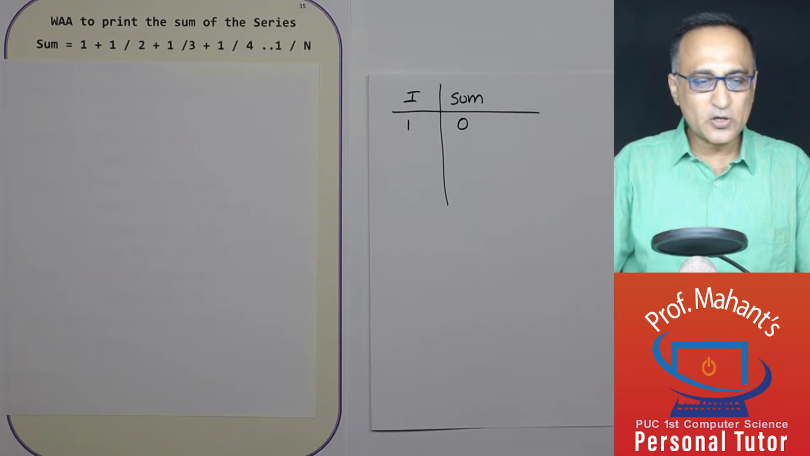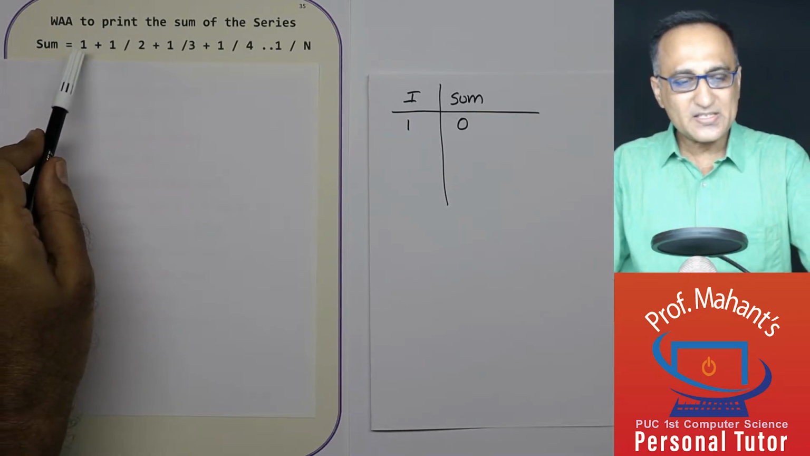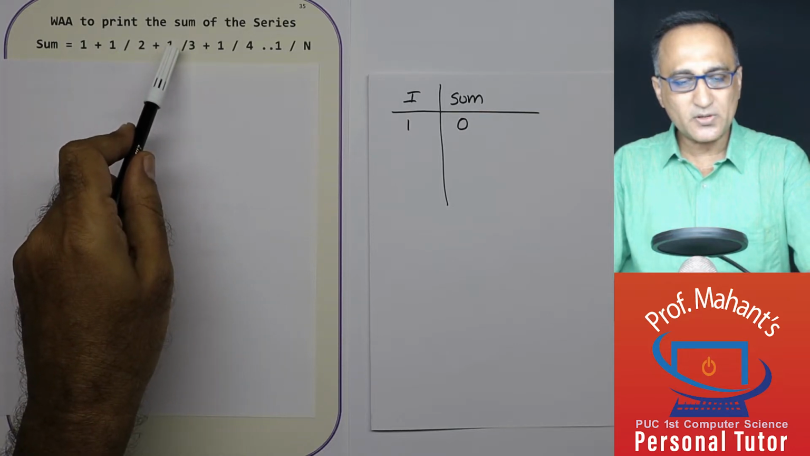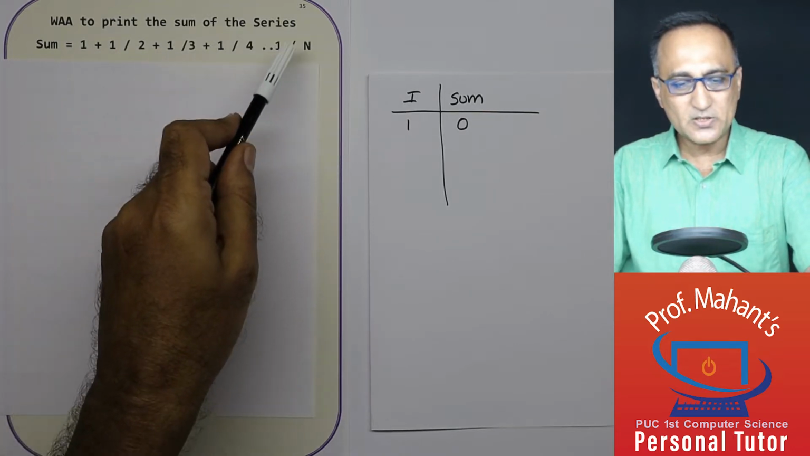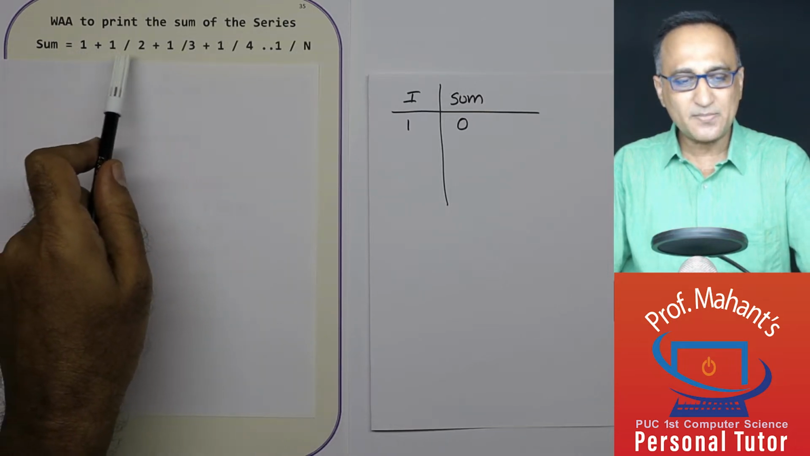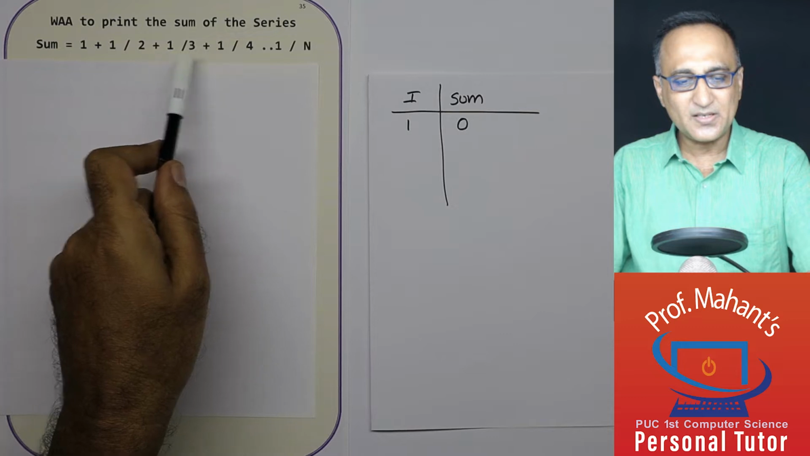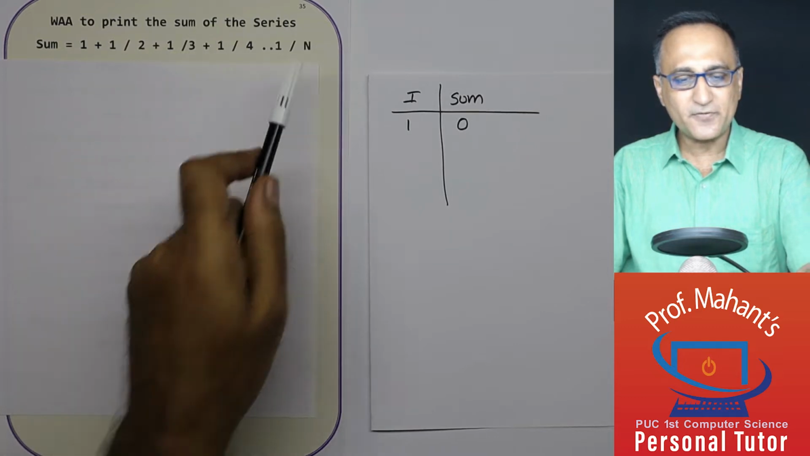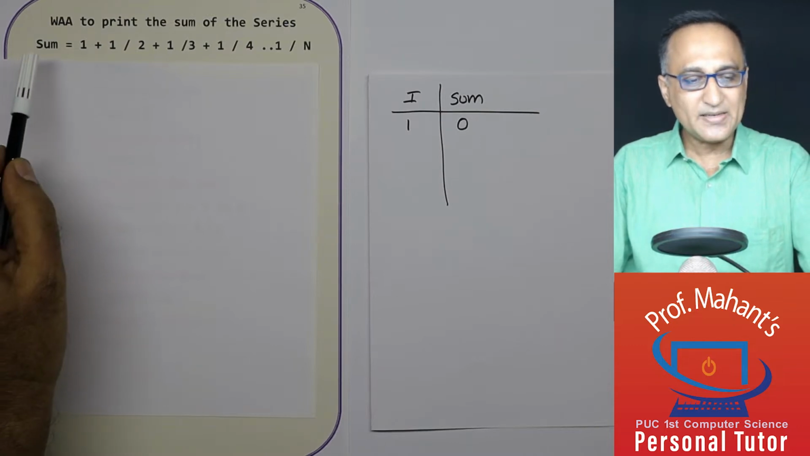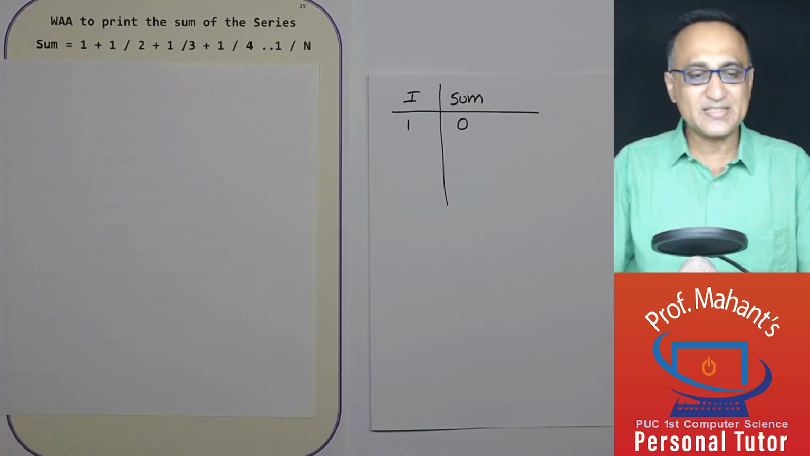I'll just explain one or two things. Each of these blocks, 1 upon 1, plus 1 upon 2, plus 1 upon 3, plus 1 upon 4, plus 1 upon 5, is known as one single term. This is one term, this is the second term, third term, fourth term and fifth term. So here I am required to find the sum of this particular series.